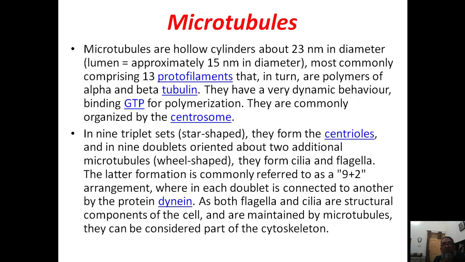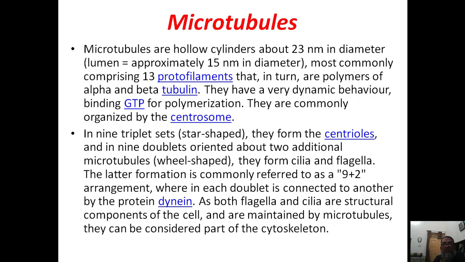Very dynamic behavior, and they are polymerized with the help of GTP. They are commonly organized by the centrosome. So briefly, the microtubules consist of 13 protofilaments made up of alpha and beta tubulin monomers arranged into 13 peripheral protofilaments forming a cylinder having an internal diameter about 15 nanometer, and they are organized by the centrosome present within the cytoplasm. Very dynamic because they are constantly changing their length and width as well.